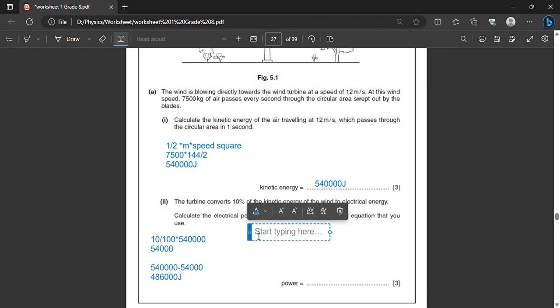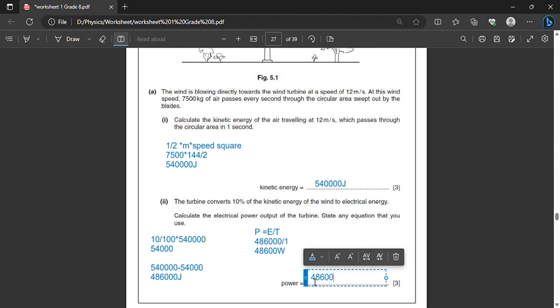Now for the power, power is equal to energy over time. So the next will be 486,000 over 1. We could have said here 1 second, so it will be 48600 watts. This is the final answer. So next will be 48600 watts.